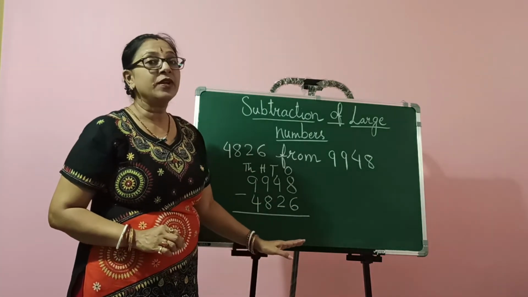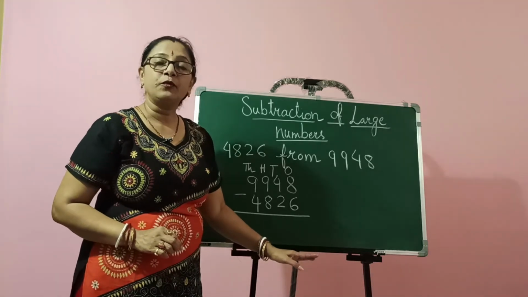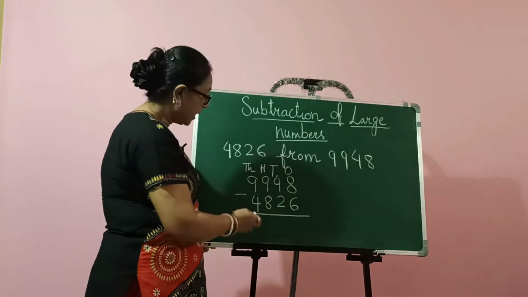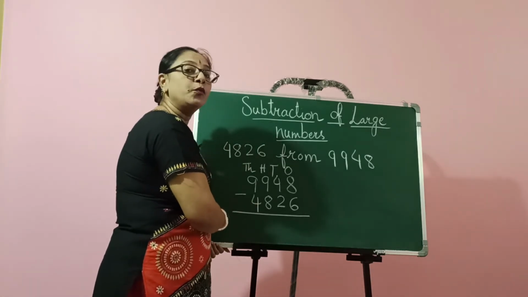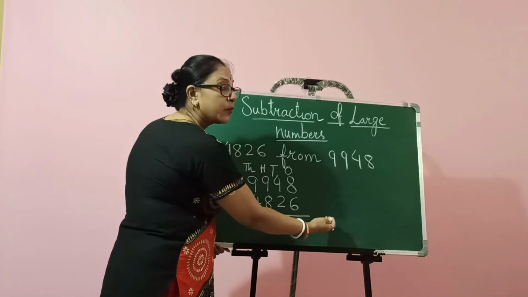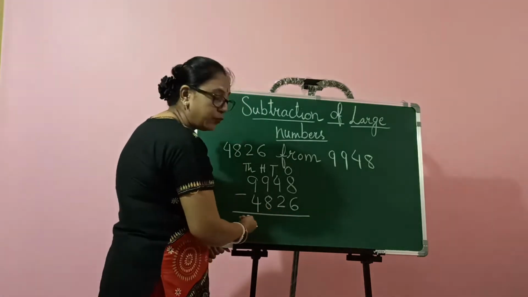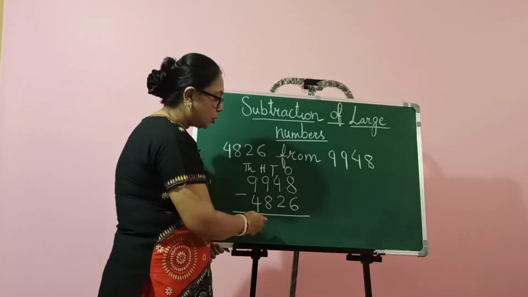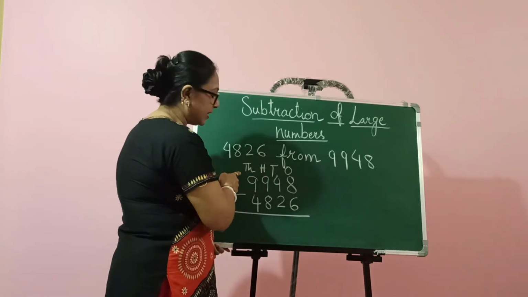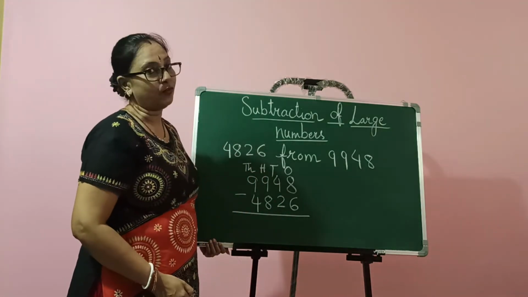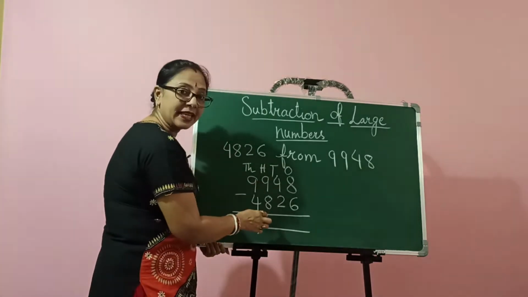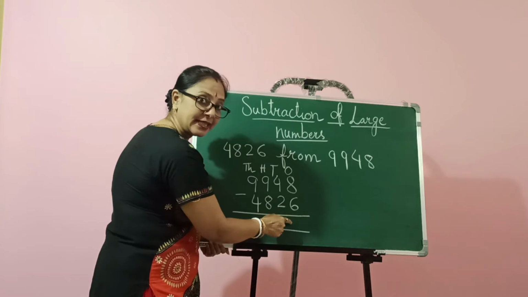Just like we did in case of addition, we started adding from the right and moved towards our left. In case of subtraction also, we always start subtracting from the ones place. That is, from the right hand side, gradually we move towards our left. So we subtract the ones first, then tens, then hundreds, and then the thousands. This is very important. Now, in this case, 8 minus 6.